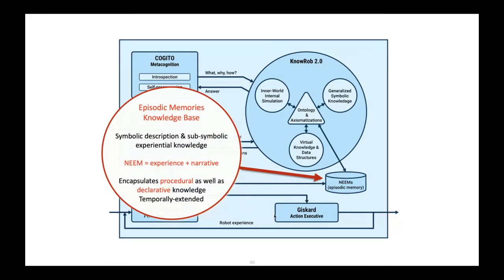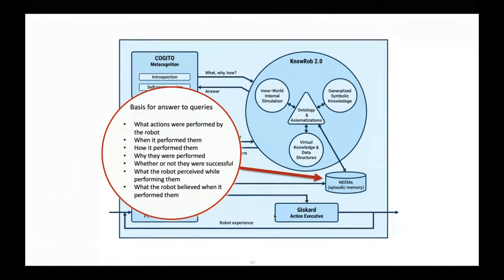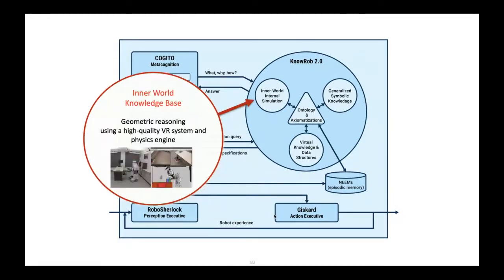So think experience plus narrative explaining what it's all about. In that case, our episodic memory in CRAM includes not just purely autobiographic information, but also procedural knowledge as well. So it's more than just declarative knowledge. And it allows the robot to answer lots of different types of queries, which would be useful when it's reasoning about the task it's performing.